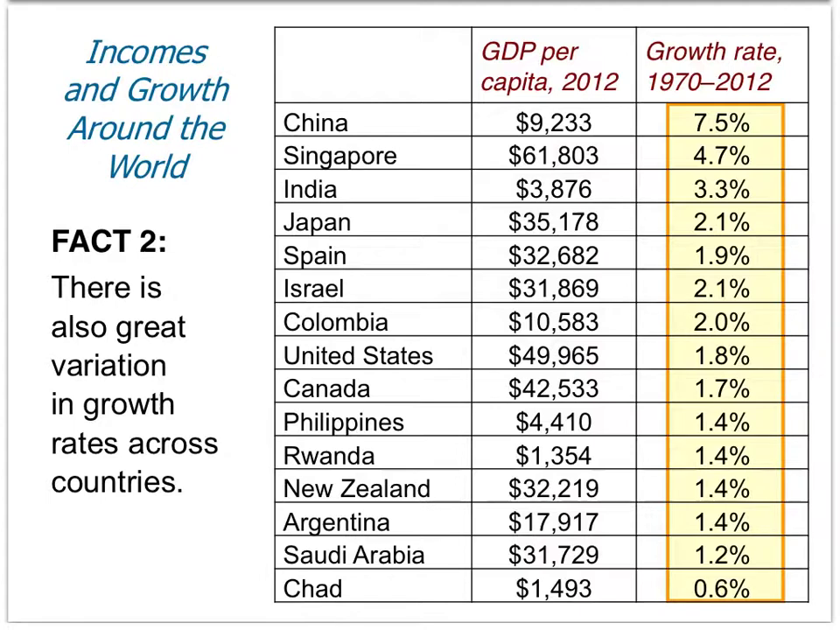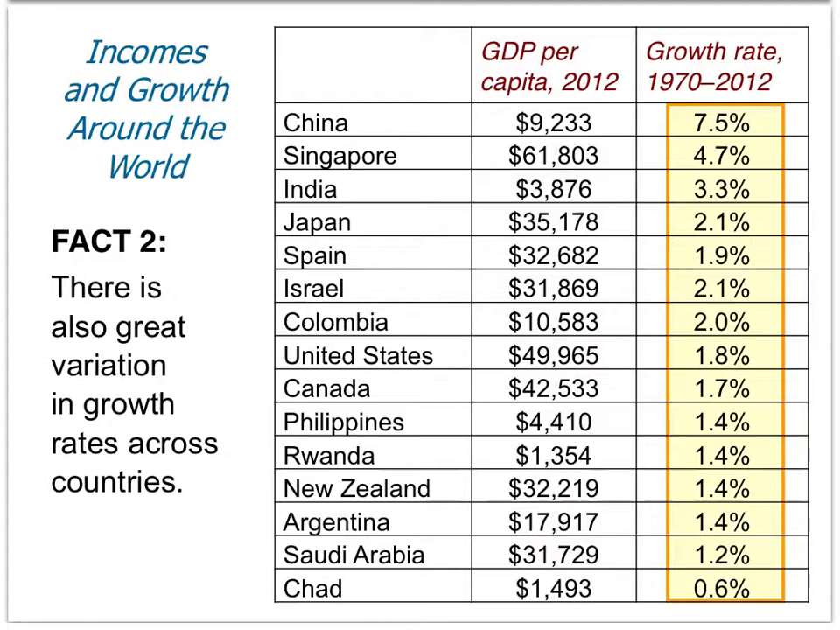For instance, Singapore, with $61,000 of income, was a poor country in the 1960s. Because of its rapid growth rate, its income doubled rapidly, and it became one of the richest countries in the world. And the same is true for China too. China has been growing very fast during the last 20 years.